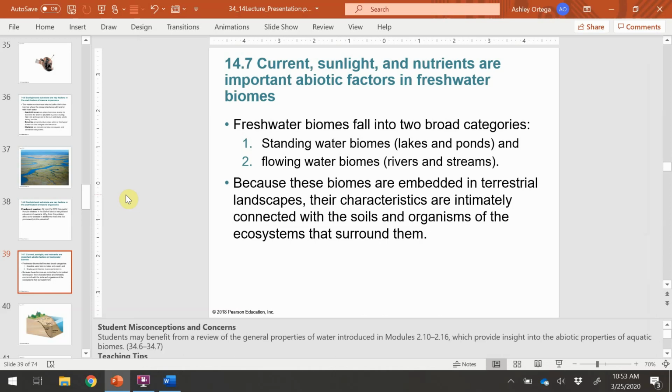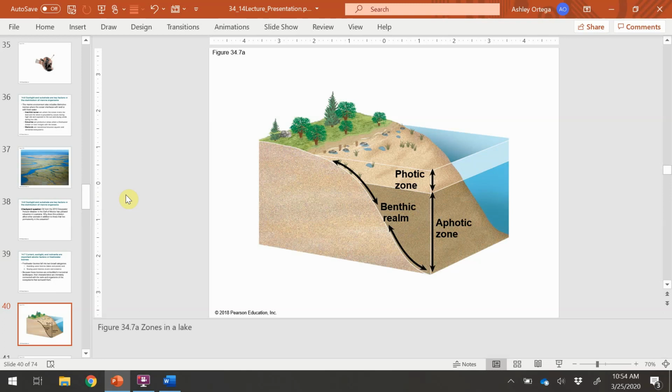So looking here, freshwater biomes fall into two broad categories, standing water and flowing water. Standing water will be water that does not have a current. These are lakes and ponds, whereas flowing water has a current running through it. So this would be rivers and streams. They have a direction of water flow.